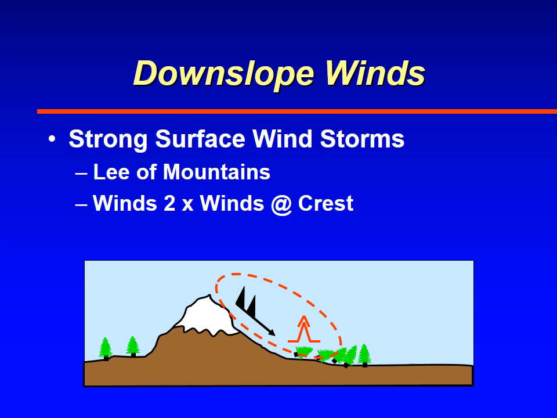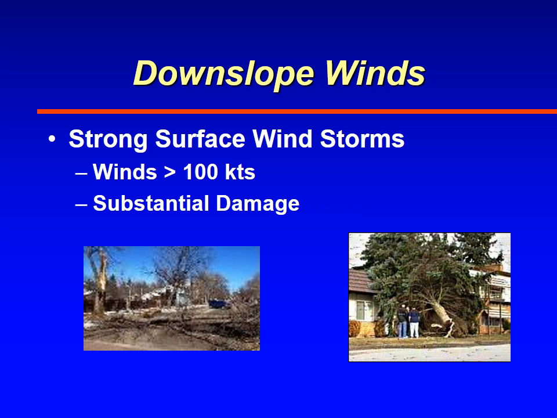And typically you'll find the winds twice the strength that they were at the top of the mountain. So if the winds blowing over the mountain crest were about 50 knots, you may see winds in excess of 100 knots. This is very common in the lee of the Rockies, lee of the Cascades, under certain conditions. And it can cause substantial damage. These pictures are from Boulder, Colorado, after a strong wind event, but winds can exceed 100 miles an hour or 100 knots.